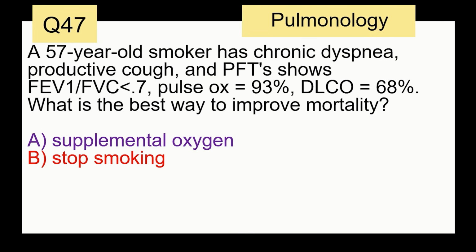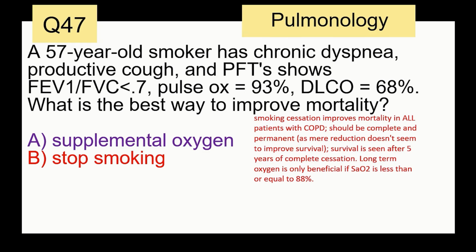Supplemental oxygen, by the way, generally does improve mortality, but over here, the pulse ox is 93%. This person does not need to improve their oxygen anymore. We want to stop smoking. As I said, long-term oxygen is only beneficial if the oxygen saturation is less than or equal to 88%.